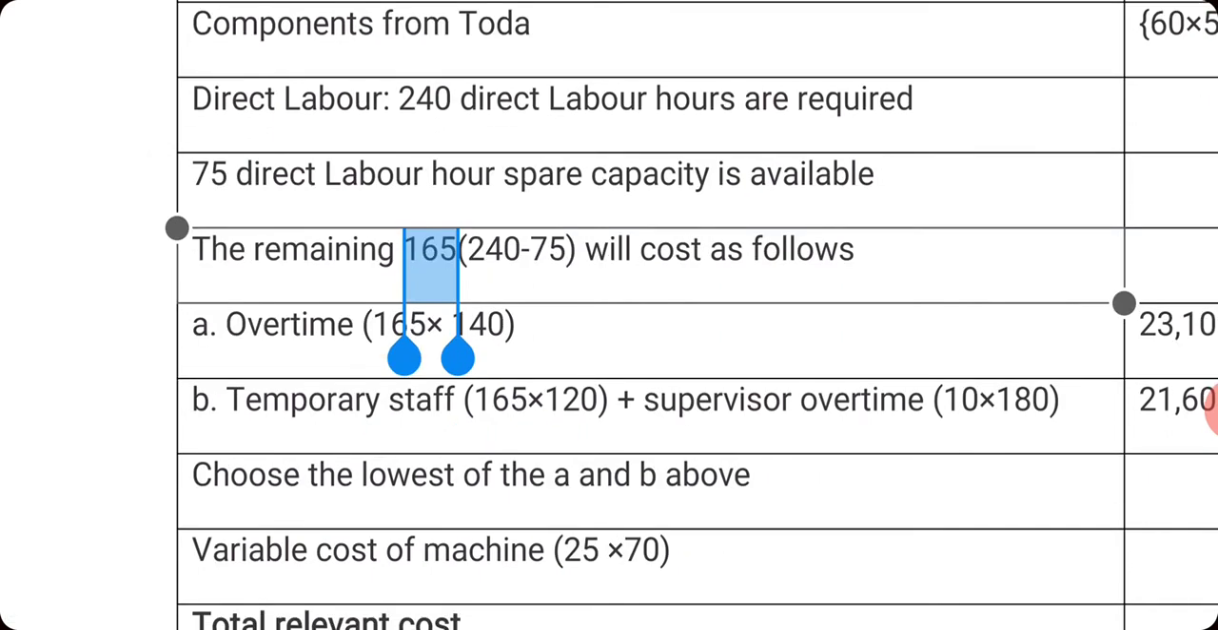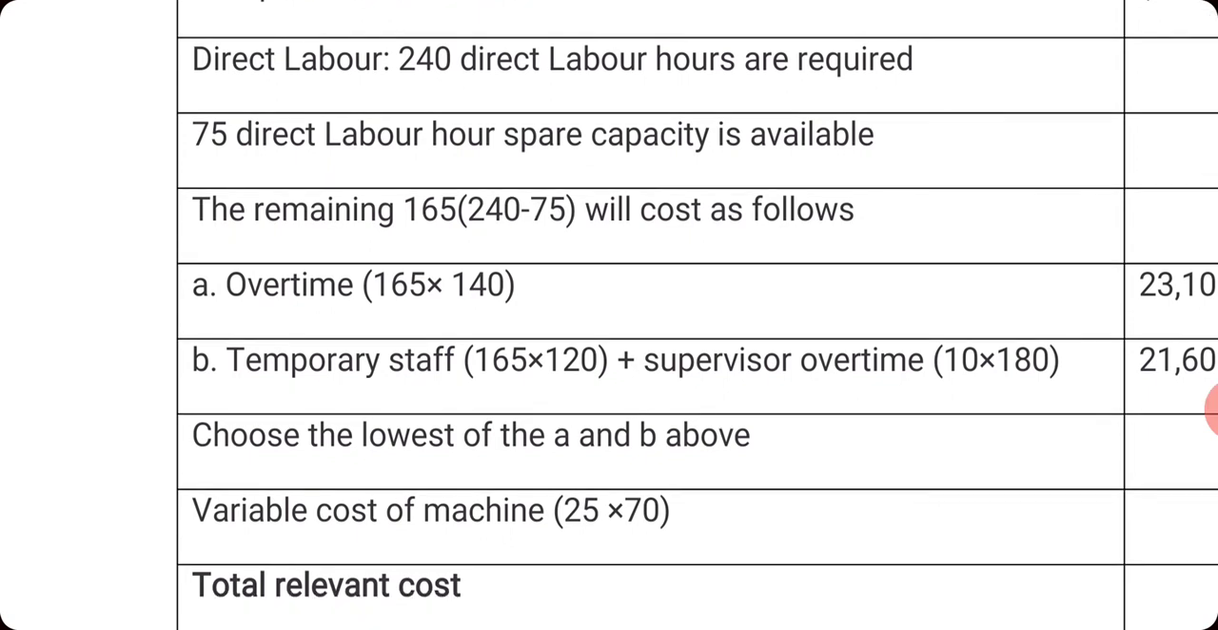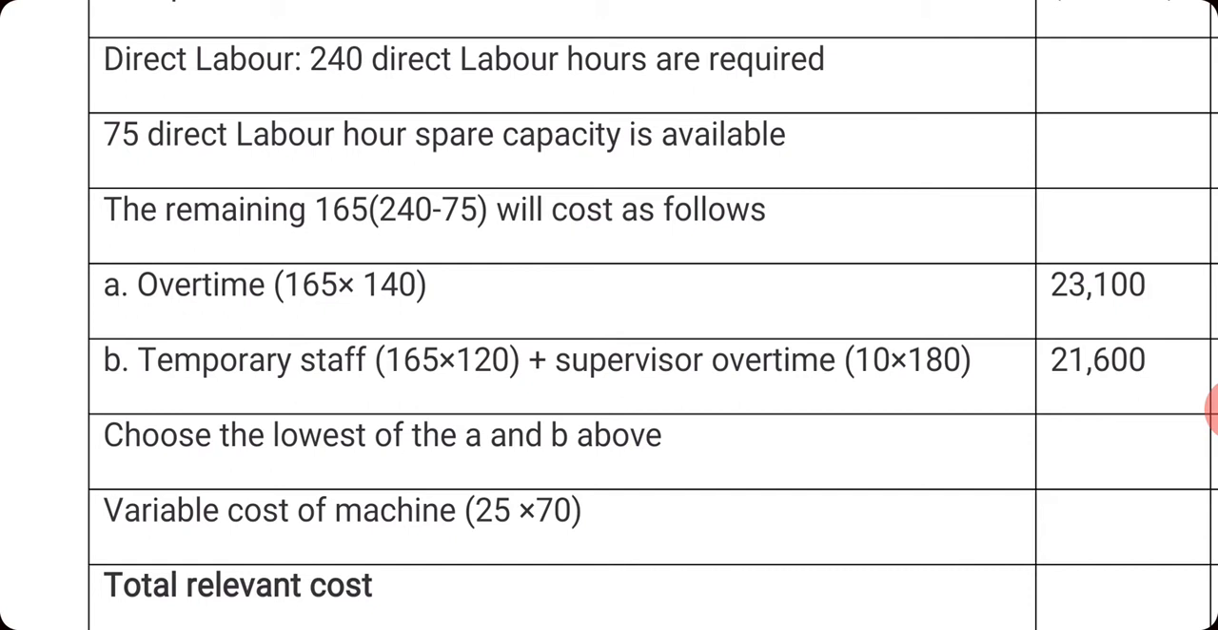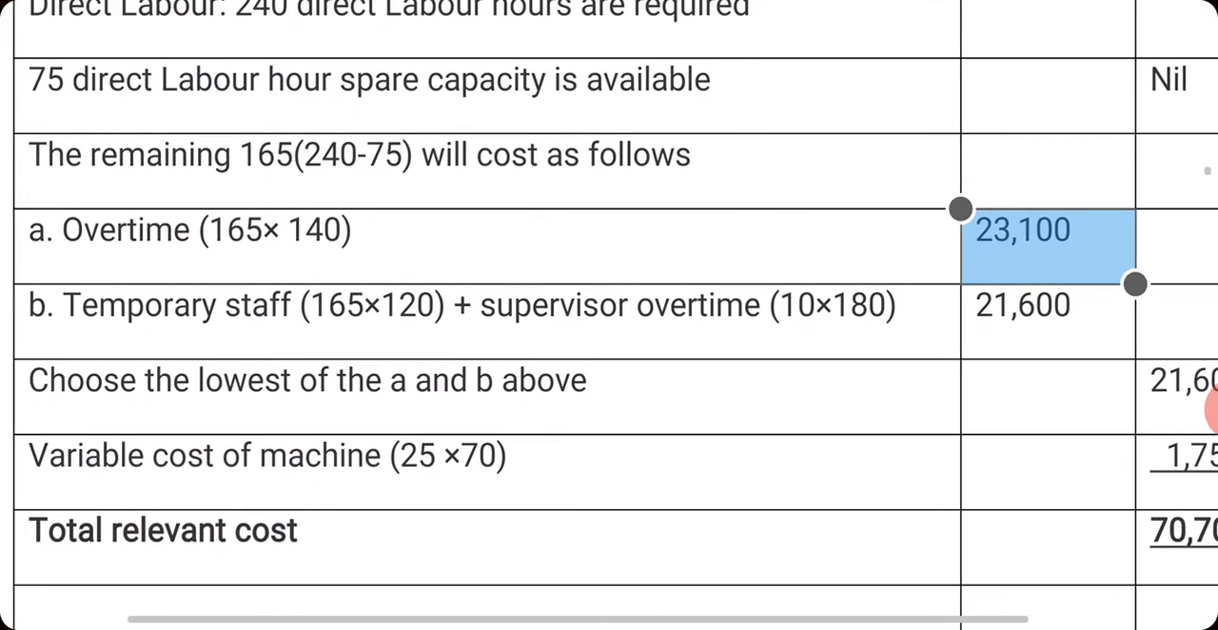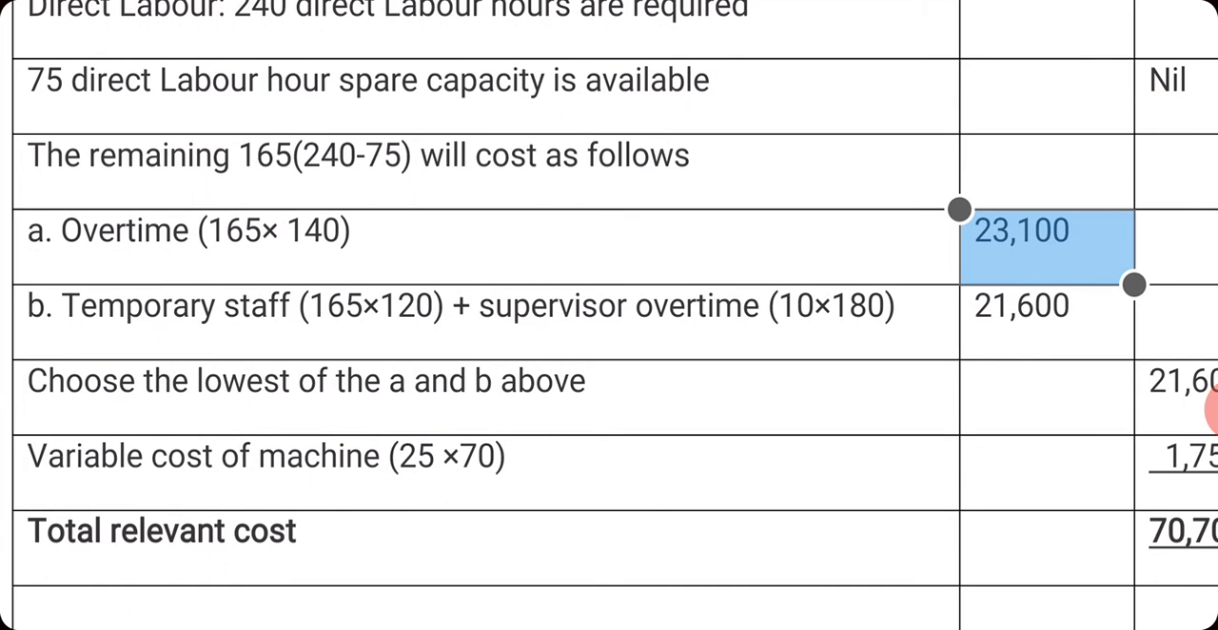And how do we pay it? We can either pay it by encouraging our workers to do overtime, or we employ temporary staff. Let's look at their cost. If our workers are doing overtime, we're going to pay them 140 naira per hour, and the cost will be 23,100 naira. Now, if alternatively we choose to employ temporary staff, we'll pay them 120 per hour.